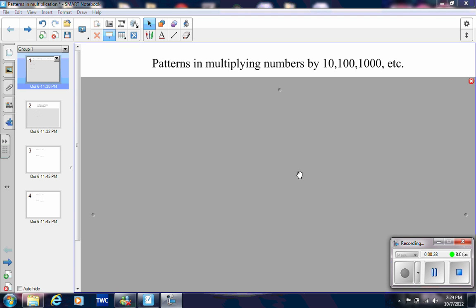Being able to multiply is an important thing, but also being able to estimate is very important, so you can see if that answer that you got makes sense or if there are things you need to do to fix it.